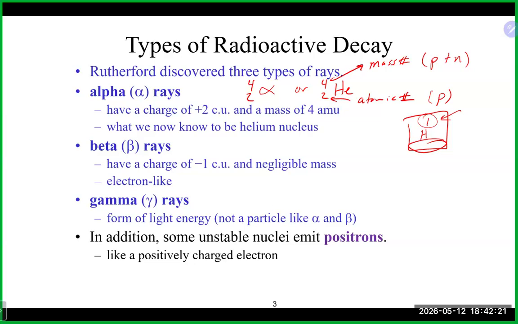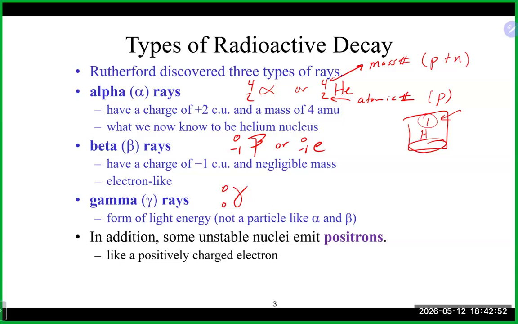Beta particles are also symbolized with 2 different symbols. They will use the beta symbol and a 0 and a -1, or they will use just an E for an electron, because it's basically an electron here. Gamma rays are just pure energy. Maybe you remember the electromagnetic spectrum. You find the gamma rays right at the end. Short wavelengths, very high in energy. It uses the symbol gamma and usually 0 and 0.